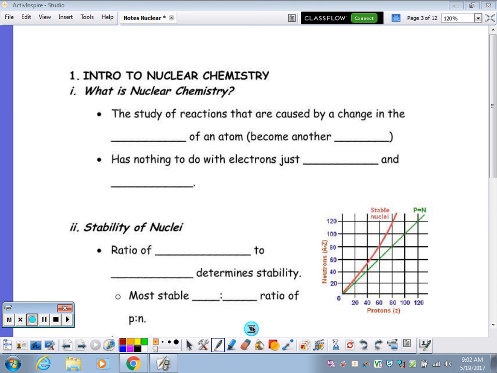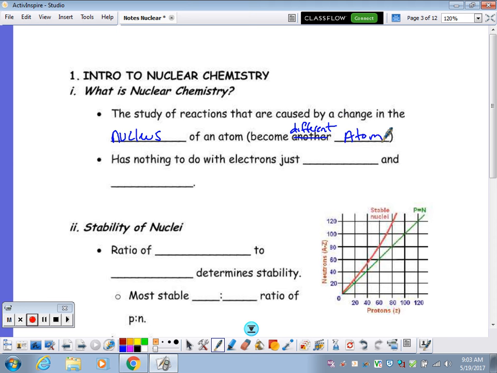Introduction to Nuclear Chemistry. What is nuclear chemistry? It is the study of reactions that are caused by a change in the nucleus of an atom. And when this change occurs, it becomes a different atom. So when this change occurs in the nucleus, it becomes a different atom.